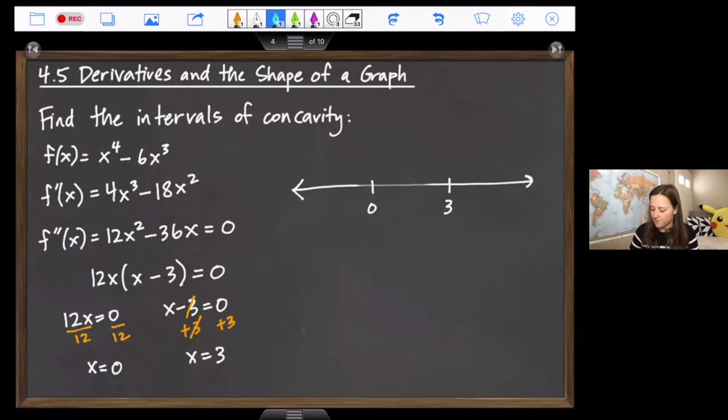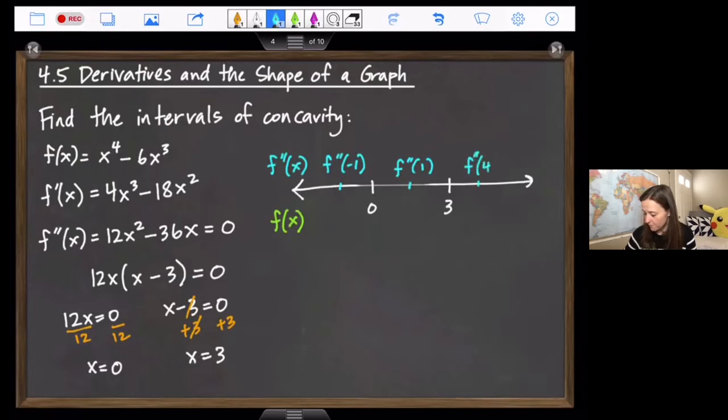All right, so we're going to put information about the second derivative above the number line, information about the original function below the number line. Let's see, let's pick any number to the left of 0. Anything negative will do. I'm going to pick -1. So we're going to find f double prime of -1. In between 0 and 3, 1 sounds like a good choice. And past 3, any number will do. Pick the smallest thing I can. We're going to find f double prime of 4.